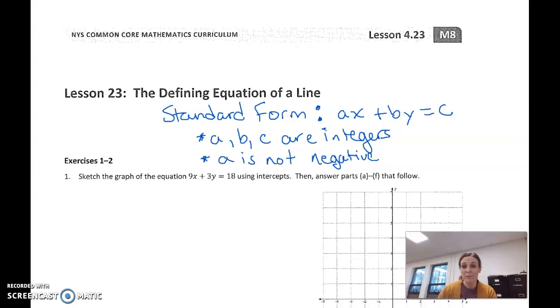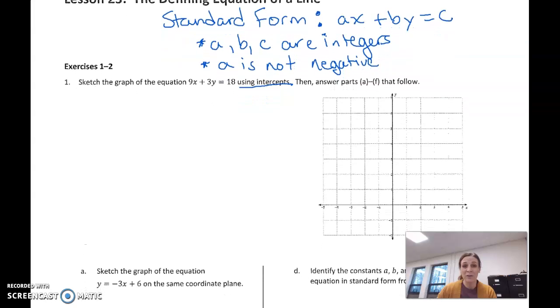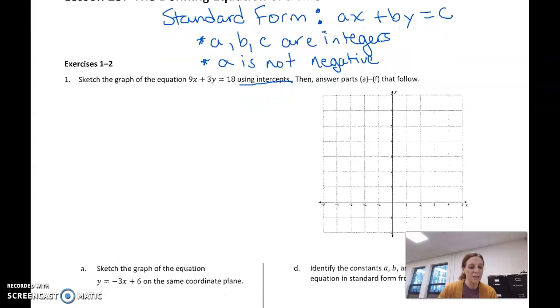Okay, so we're going to be working on this form and doing different things with it, comparing different equations. So let's sketch the graph of the equation 9x plus 3y equals 18 using intercepts. So this will be good review about how to graph using intercepts. Remember, when we use intercepts, we're going to substitute 0 in for x, and we're going to substitute 0 in for y. So we're going to go through this equation twice, inputting a 0 one time for the x and the next time for the y.